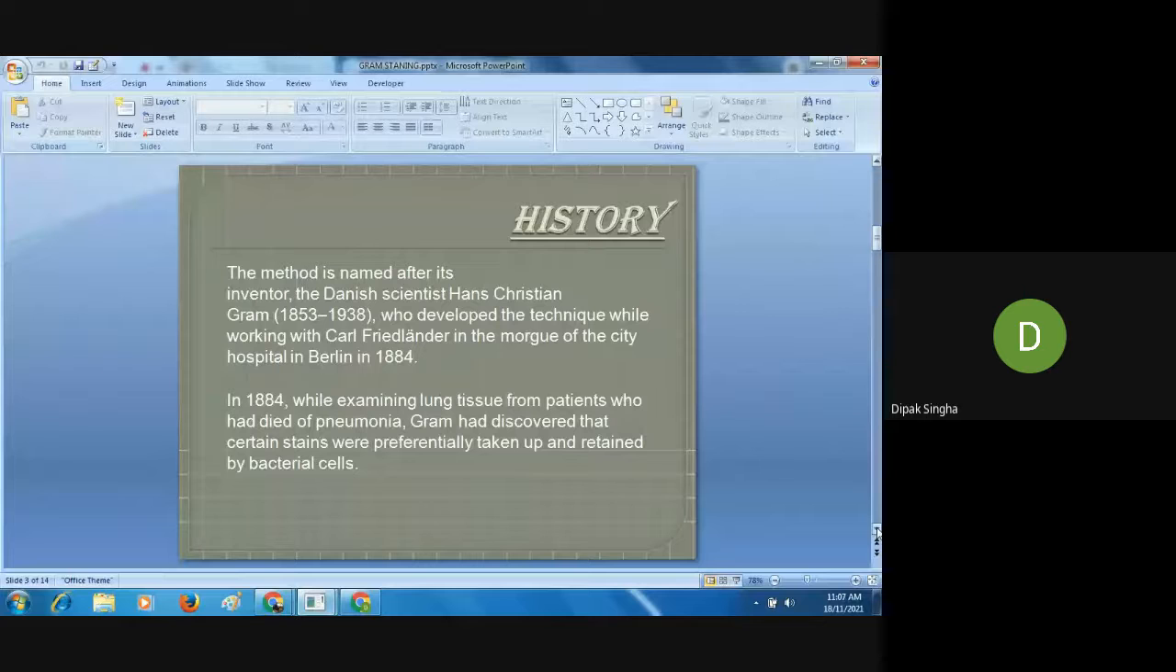This is a short history of gram staining. The method is named after its inventor, the Danish scientist Hans Christian Gram, who developed the technique while working in the city hospital in Berlin in 1884, while examining lung tissue from a patient who had died of pneumonia.